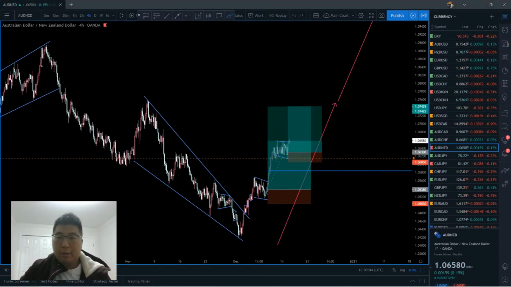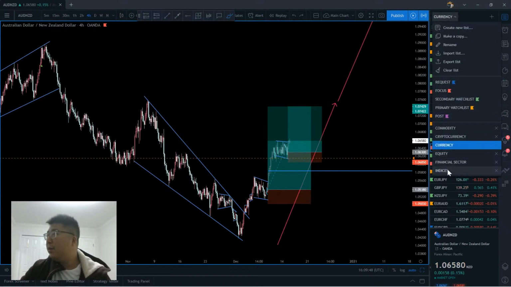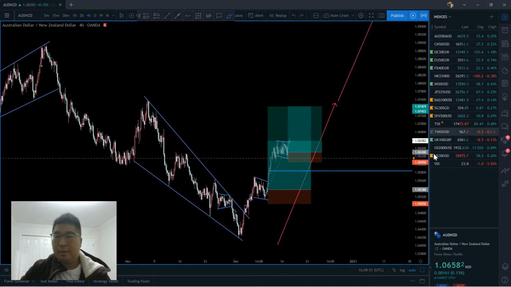How do you color code the indices? You mean the flags? You mean these flags that I'm seeing on the left?